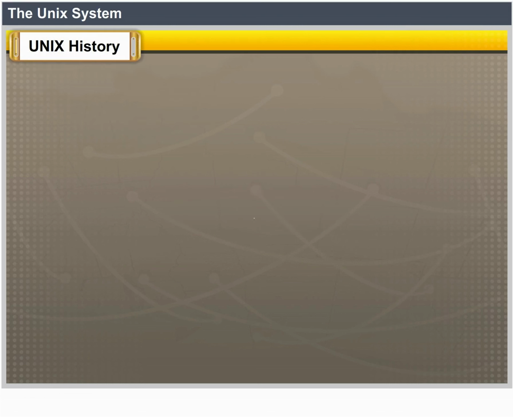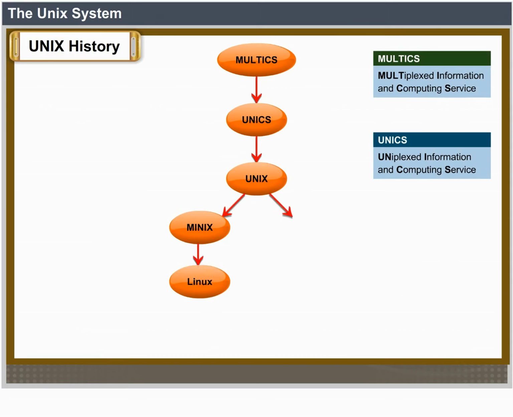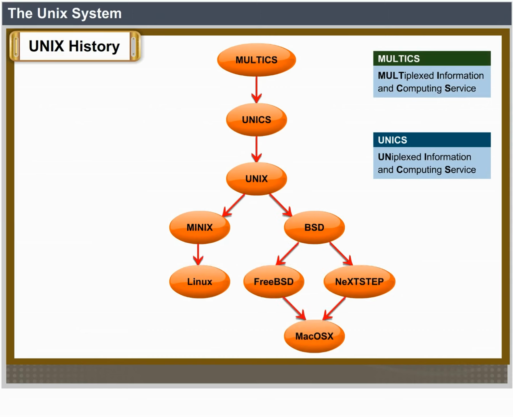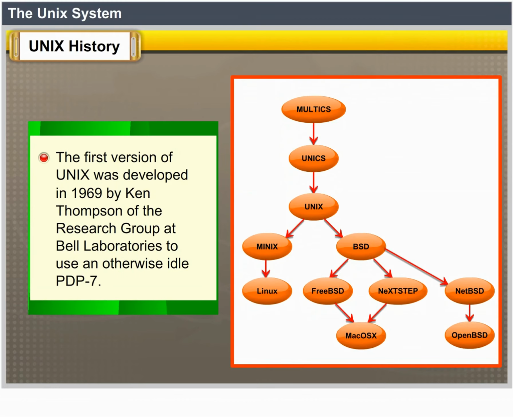Unix history. Multics, Multiplexed Information and Computing Service. Unics, Uniplexed Information and Computing Service. The first version of Unix was developed in 1969 by Ken Thompson of the research group at Bell Laboratories to use an otherwise idle PDP-7.